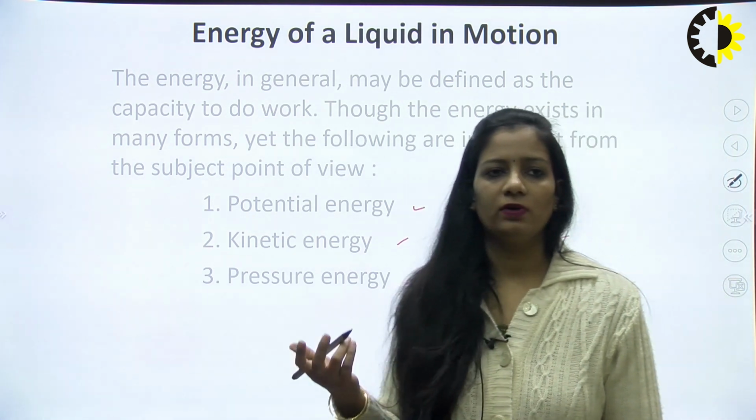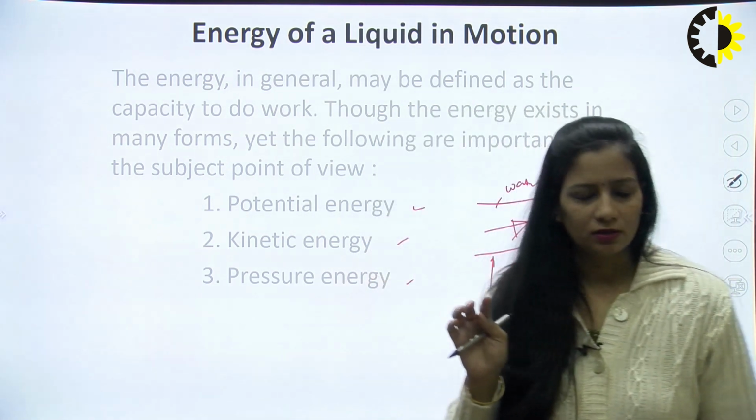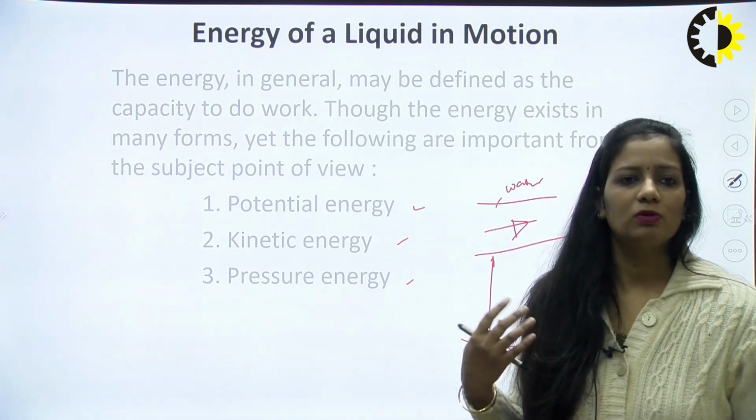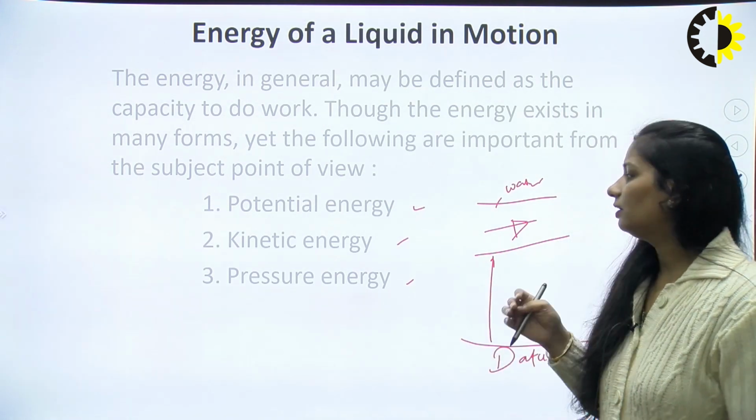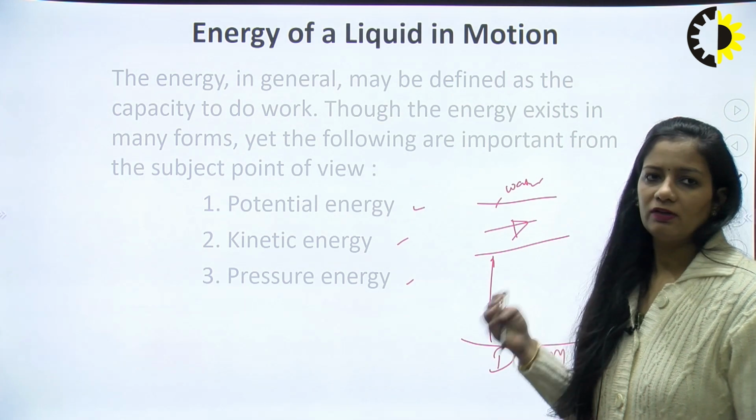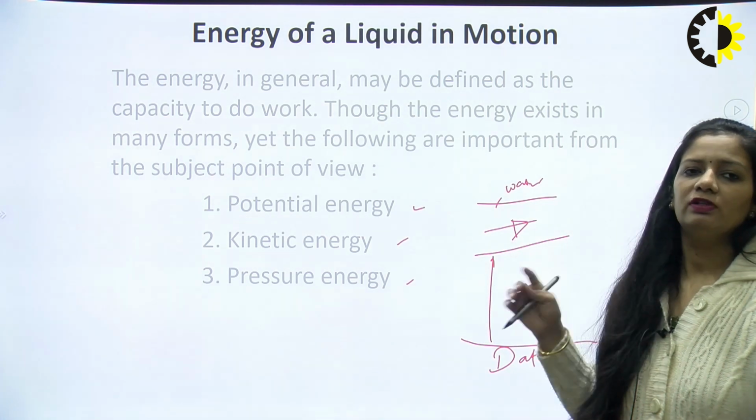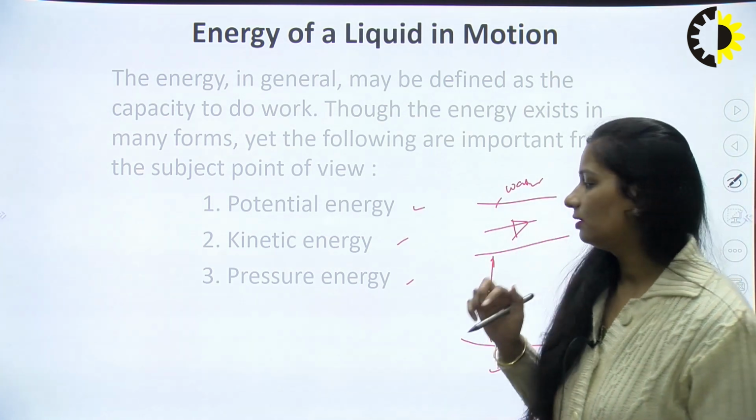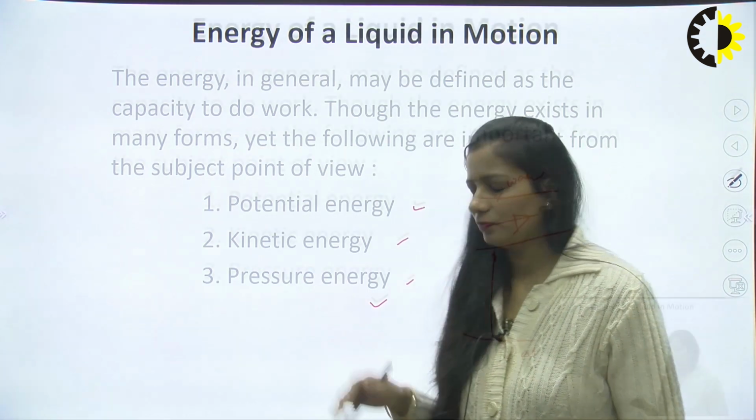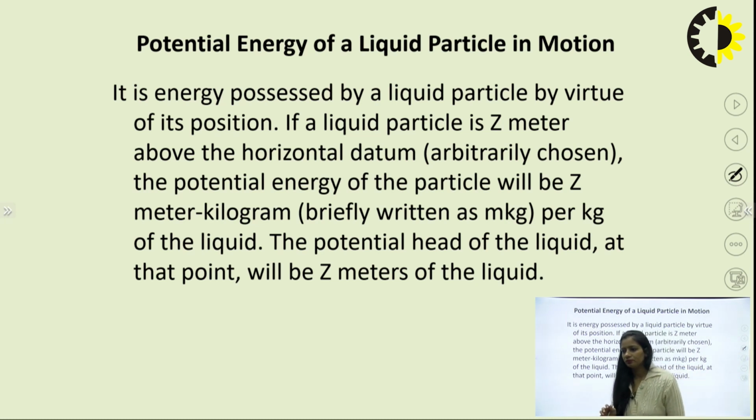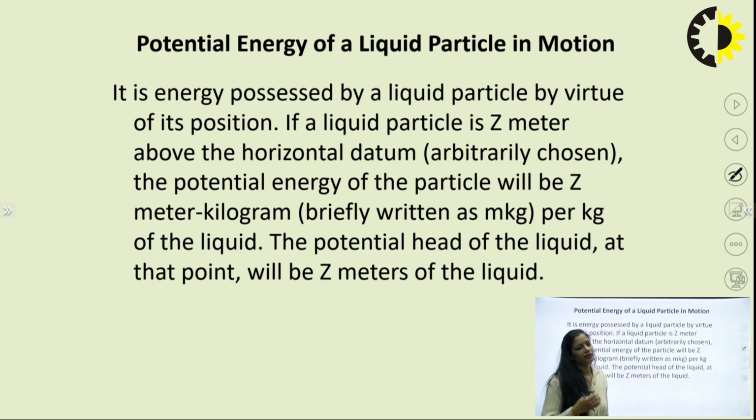Flowing fluid or flowing water may be containing some amount of kinetic energy. And the third one is pressure energy. Whatever pressure energy is involved in that particular pipe, due to which the fluid is flowing, we need to consider that type of energy also. So these three energies we are going to discuss. The energy possessed by a liquid particle by virtue of its position will be your potential energy.